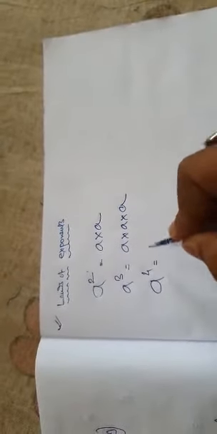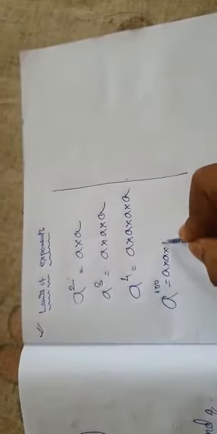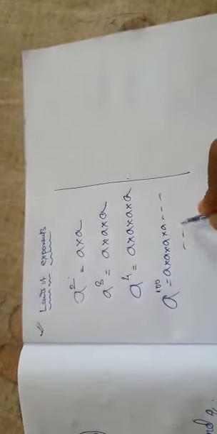Okay, so now we'll learn about laws of exponents. In laws of exponents, what is there? Suppose there is a number a. If there is a square, that actually means a into a. If there is a cube, it means a into a into a. If there is a to the power 4, that means a into a into a into a. So if there is a to the power 100, that means a into a into a into a, dot dot dot, 100 times.